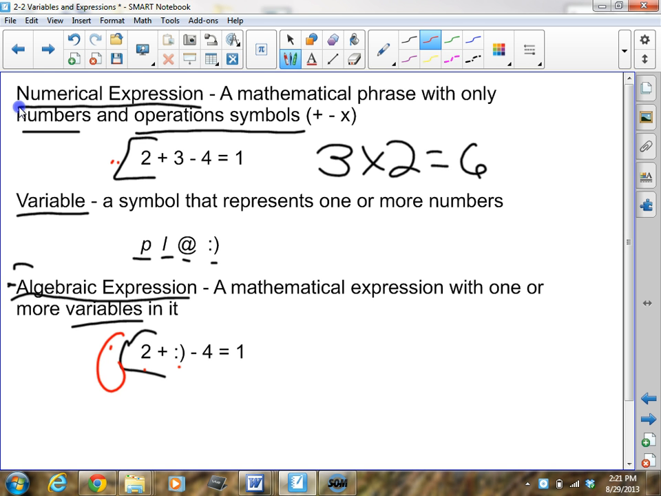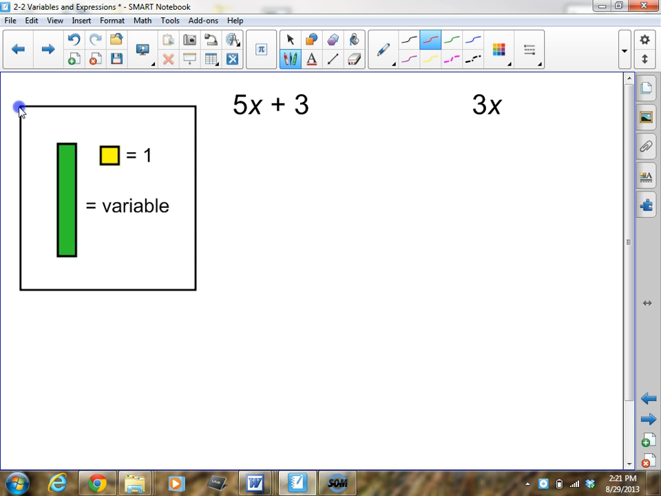Now, most of the time, you will see an algebraic expression that looks like this. 2 plus x minus 4 equals 1. Normally, you will see a letter in there, but I just threw in the smiley face to show you it's just a symbol. Okay? So those are the first 3 terms that you have got to know. Numerical expression, variable, and then algebraic expression.